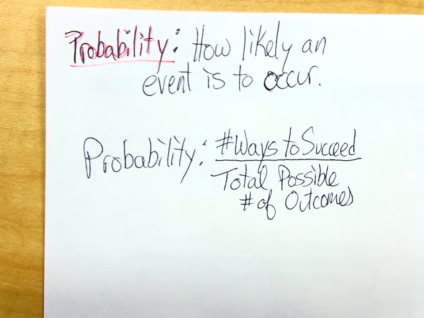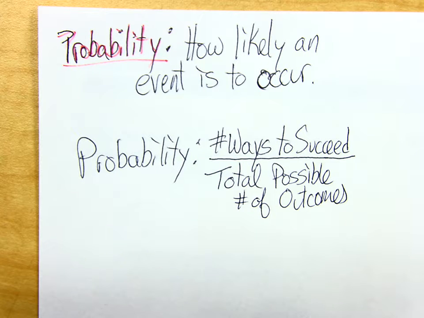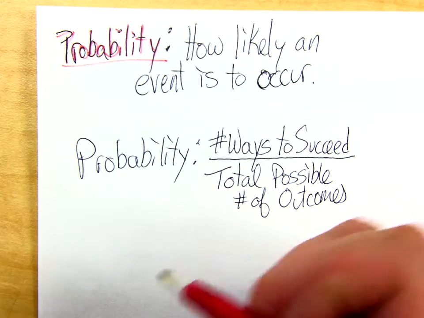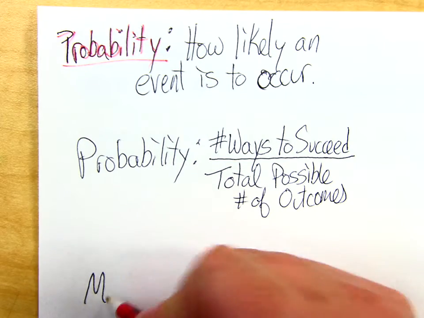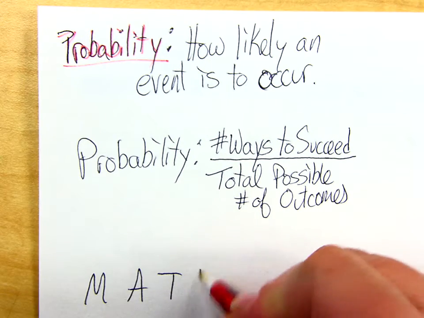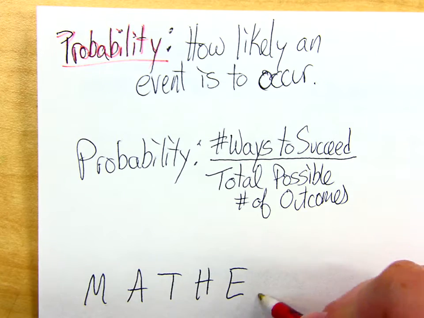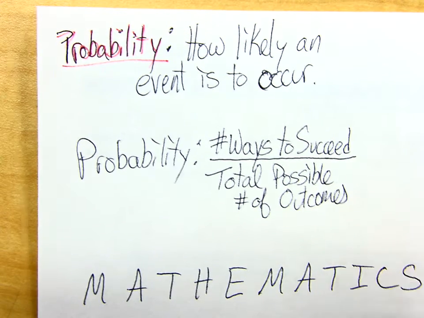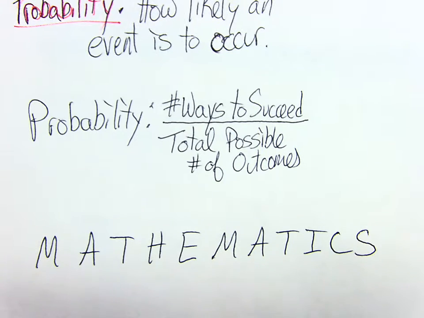So let's start with something easy. Let's say I put the letters, let's say I put each of these letters on an index card. And then I put the cards in a bag and I'm going to pick a card at random.